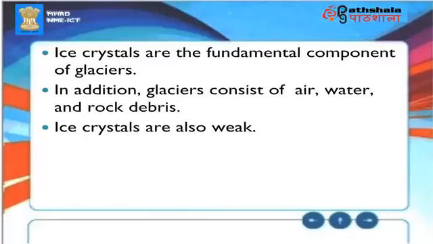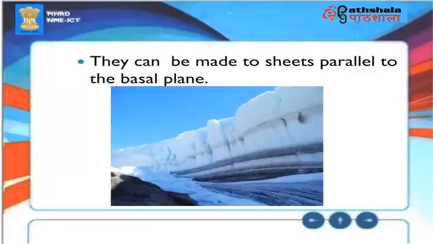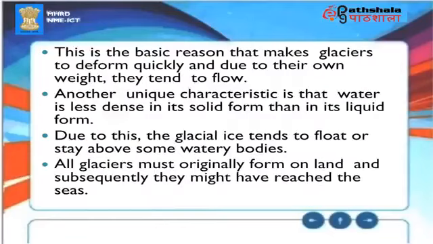Ice crystals are also weak. They can be made to slide in sheets parallel to the basal plane. This is the basic reason that makes glaciers deform quickly, and due to their own weight, they tend to flow. Another unique characteristic is that water is less dense in its solid form than in its liquid form. Due to this, the glacial ice tends to float or stay above some watery bodies. All glaciers must originally form on land, and subsequently they might have reached the seas.